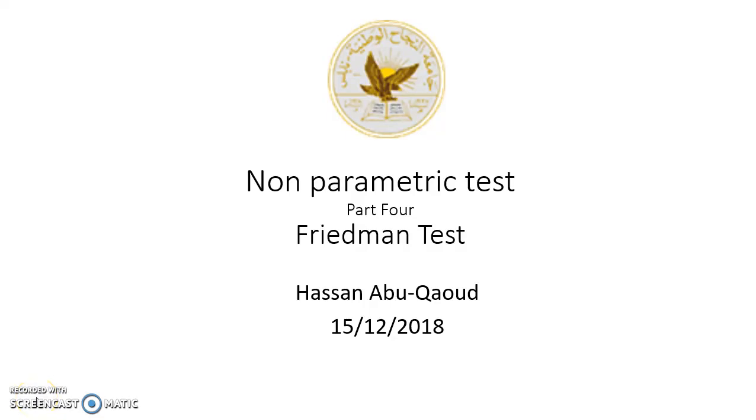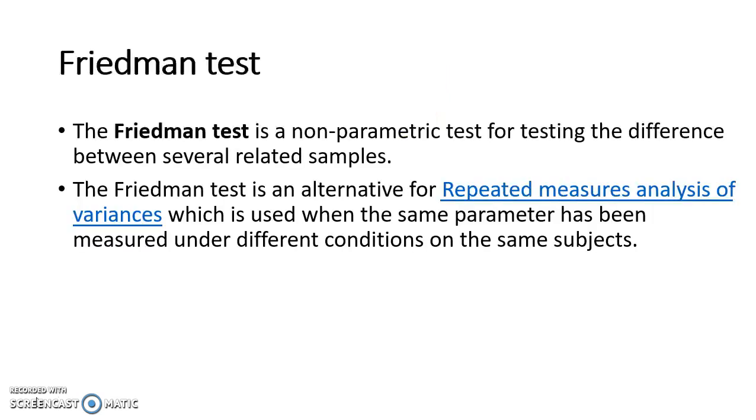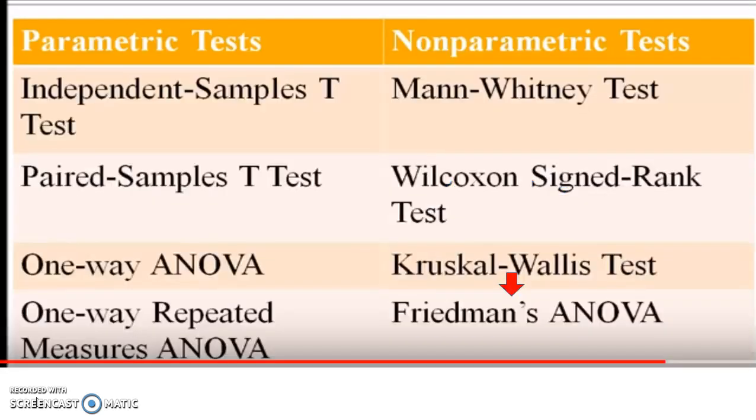Good morning. Today we will be talking about another important non-parametric test, which is called the Friedman test. This test is a non-parametric test for testing the difference between several related samples or block design. The Friedman test is an alternative for repeated measures analysis of variance, which is used when the same parameter has been measured under different conditions on the same subjects.